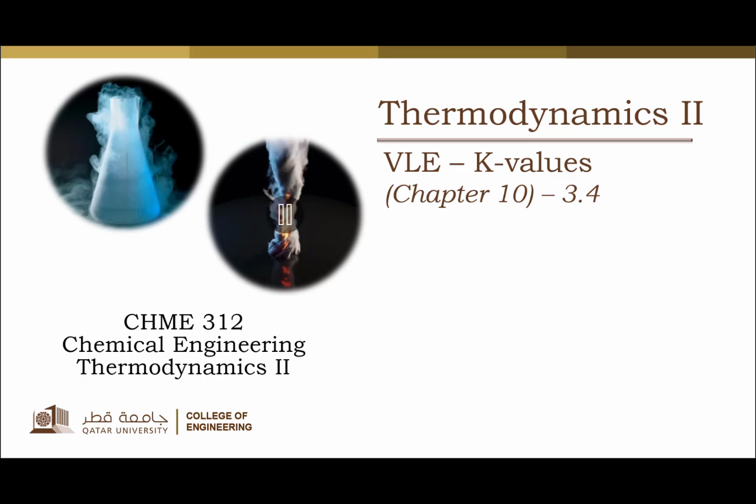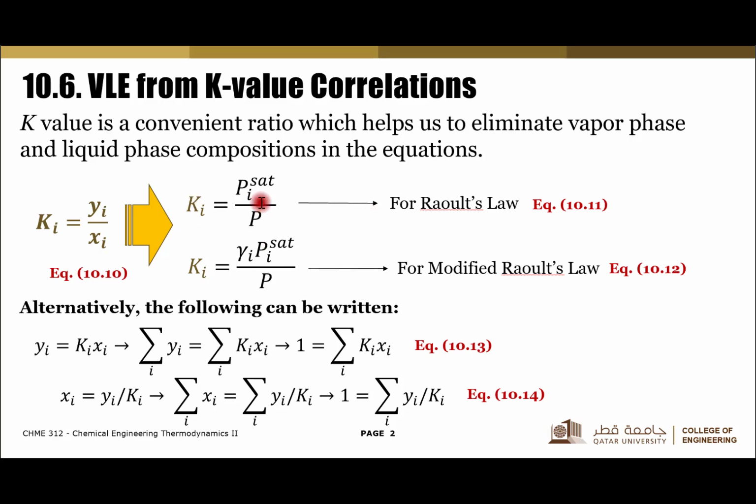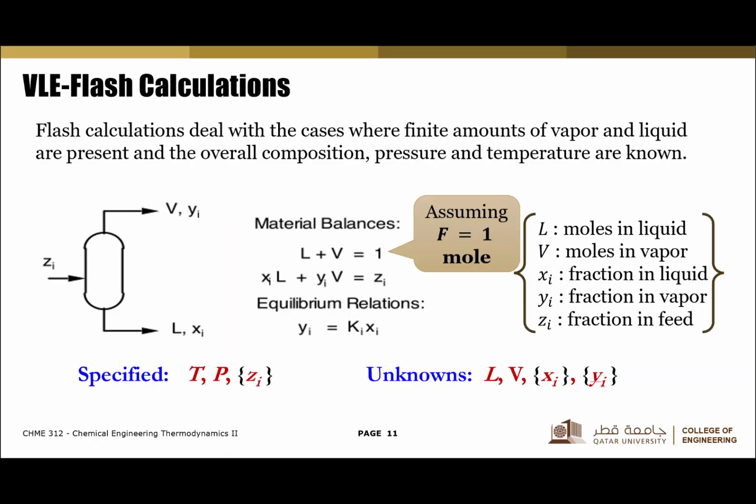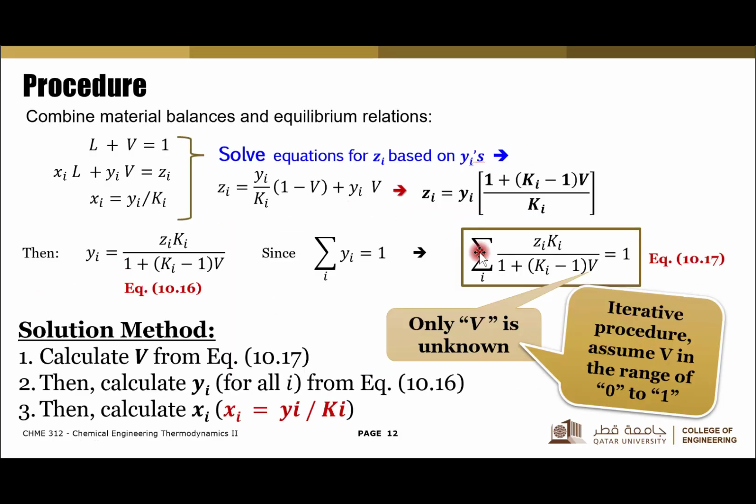So just to quickly highlight from what we did last class, we introduced the k-value, which is the ratio between the mole fractions in the gas phase divided by mole fractions in the liquid phase. If Raoult's law applies, then the k-value can be obtained using the saturated pressure divided by total pressure. And if it's modified Raoult's law, then you also have to include the activity coefficient. I'm going to skip over the charts because we covered that, all the way to where we derived the expressions for flash calculations, and we got this equation in the end.